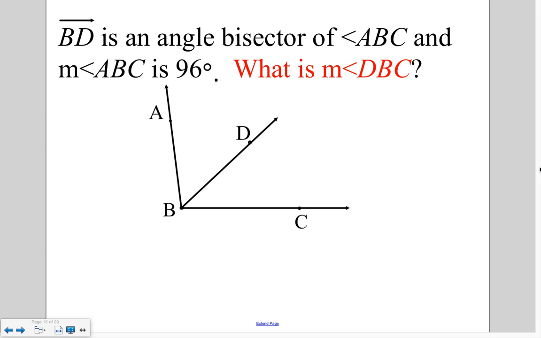BD is an angle bisector of angle ABC, and the measure of ABC is 96 degrees. So we're told the entire angle is 96 degrees. What is the measure of angle DBC? This is the one we want to find. Well, we know that angle ABD and angle DBC are equal. So if we take our full angle measure of 96 and divide it in half, we should have the measure of the two small ones, which is 48 degrees.